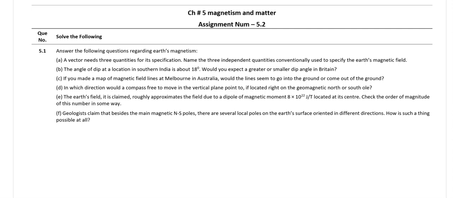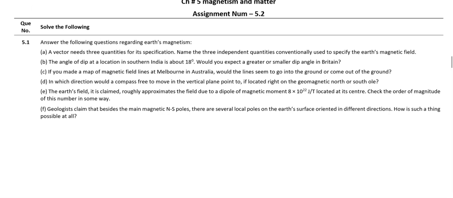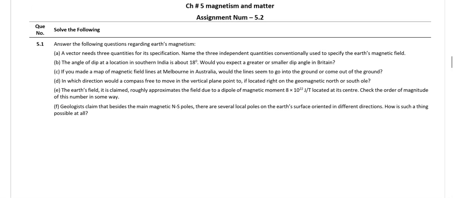Hello students, in this video we have the first exercise of chapter 5. There are a few questions here. We'll deal with each one by one. The very first is: a vector needs three quantities for its specification. Name three independent quantities conventionally used to specify the Earth's magnetic field.